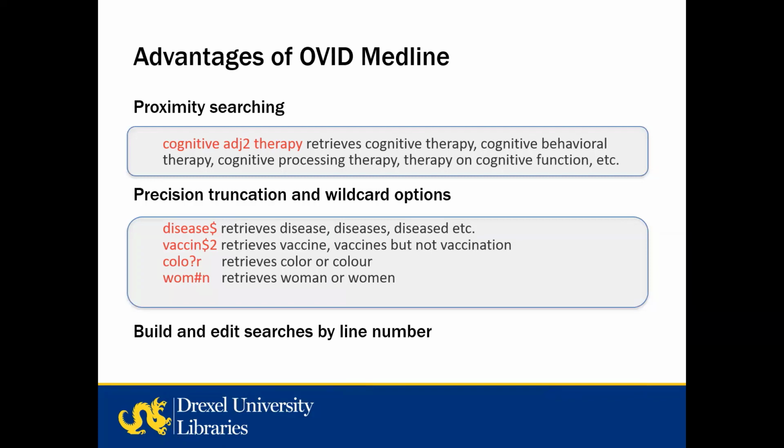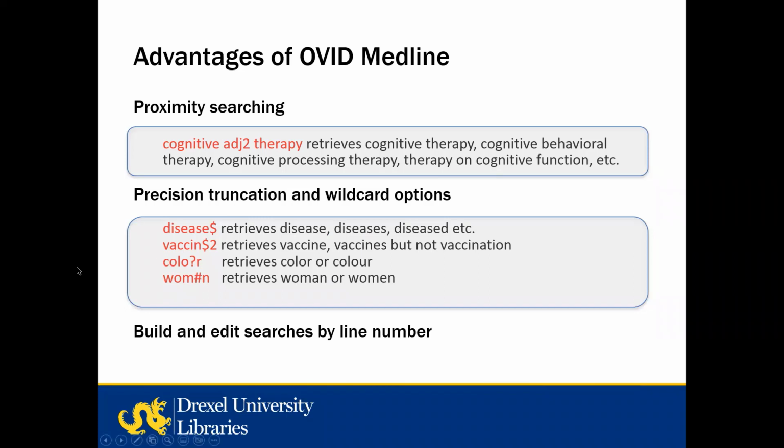Now, Ovid MEDLINE is sort of on the other end of a continuum. Ovid MEDLINE's proximity and truncation really allows for more precise searching. So it's a great tool to use if you're doing a complex or comprehensive search. They have something called an adjacency operator. It's a way of indicating the proximity between one search term and another.